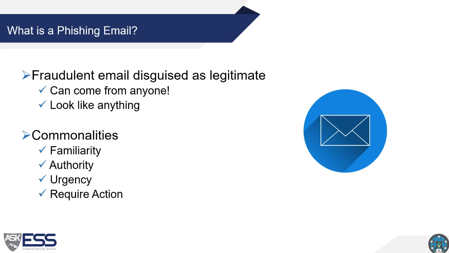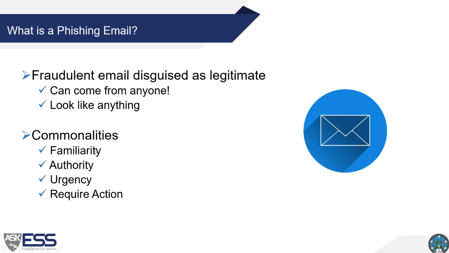So what is a phishing email? A phishing email is, by definition, a fraudulent email disguised to look legitimate. They can come from anyone and can look like anything. Some of these people are getting really good at creating phishing emails, so they look just like an email that came from a legitimate source. There are some commonalities beyond just the way it's addressed that you can look for.